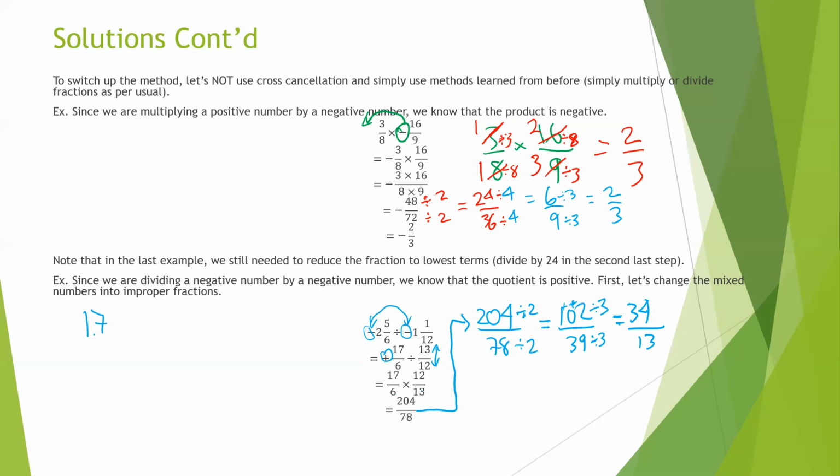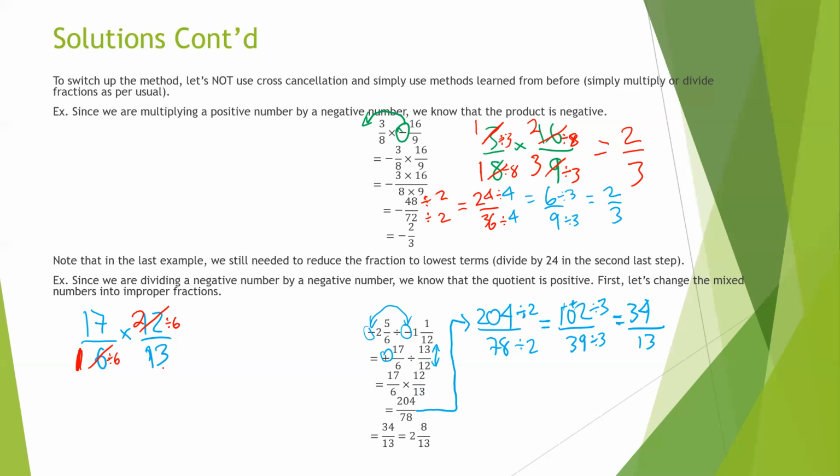A different way to do this, and this is personally what I prefer once you've got the hang of it, is to use cross cancellation, right? So what I do here is I look at my fraction and I ask myself, is there anything I can cross cancel? Well, I noticed that 6 and 12 can both be divided by 6. So if I divide 6 by 6, I end up getting 1, and if I divide 12 by 6, I end up getting 2. So this becomes a 2, and this becomes a 1.